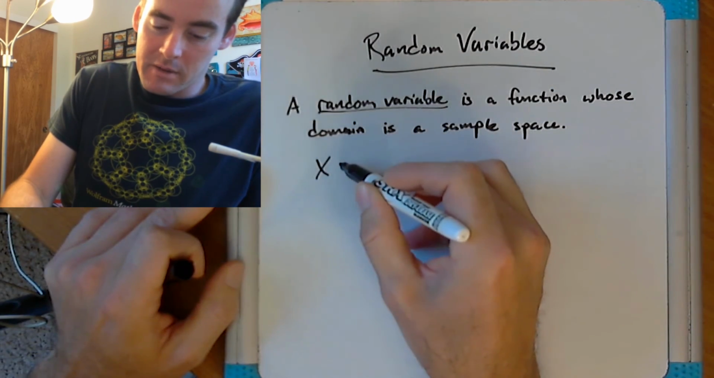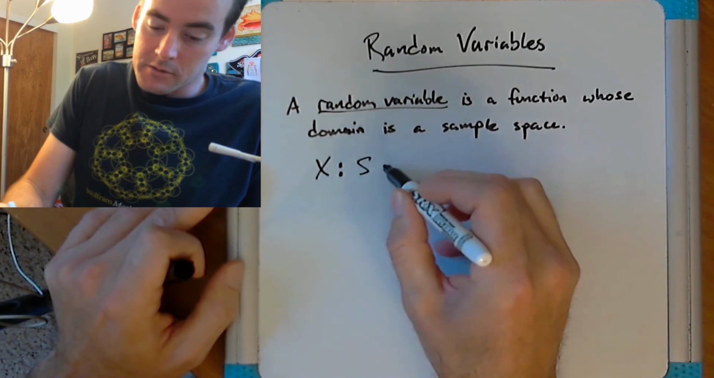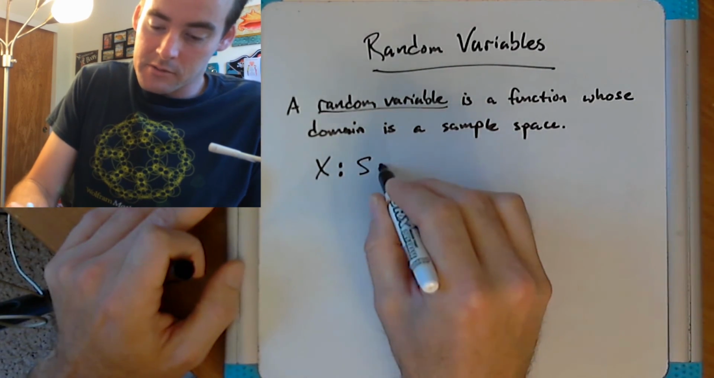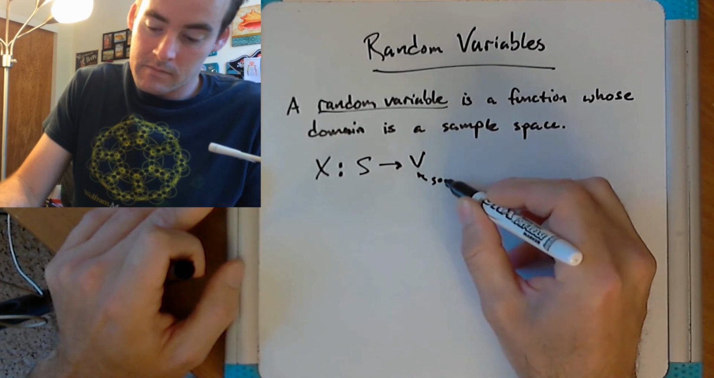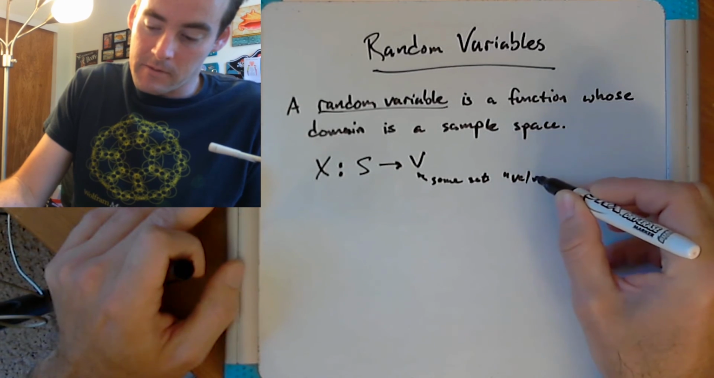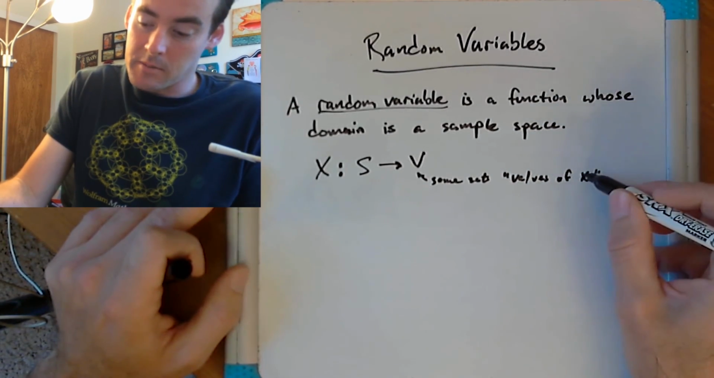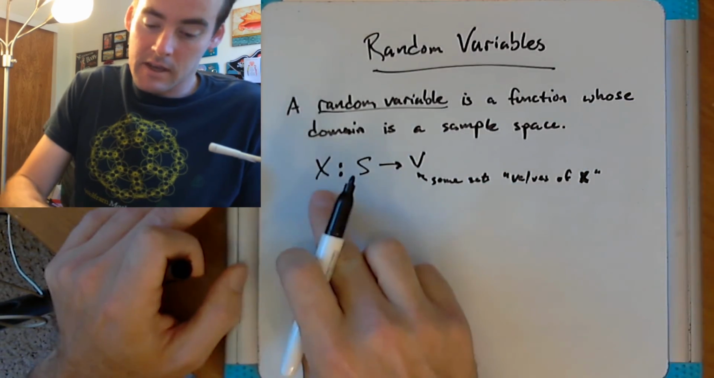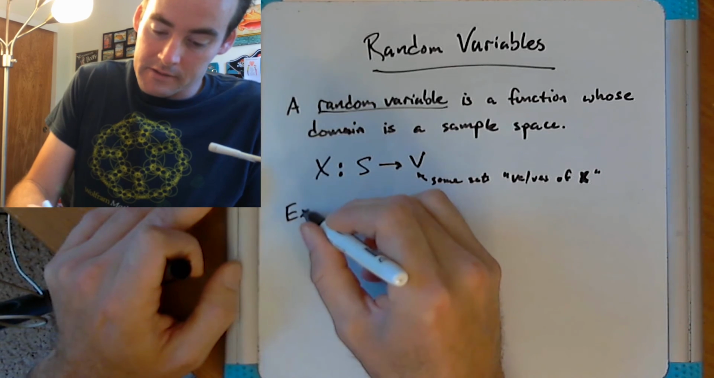So in math, you would say a random variable X is a function whose domain is a sample space and whose image is just some set. It's the set of values that the random variable can take. This is a capital X here. So for example, let me show you why this is a useful definition.